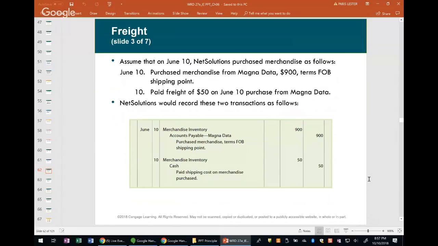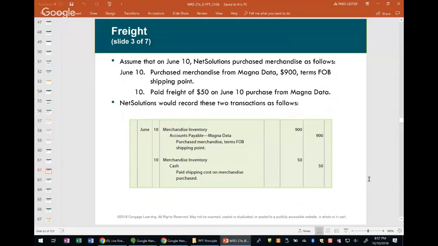Now, if the buyer pays $200 for freight, what does it debit? Merchandise inventory. It's added to the purchase. Now, if it's FOB destination and the seller pays the freight, he debits delivery expense. So know the difference between those two, shipping point and destination.